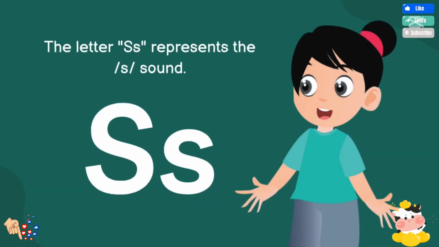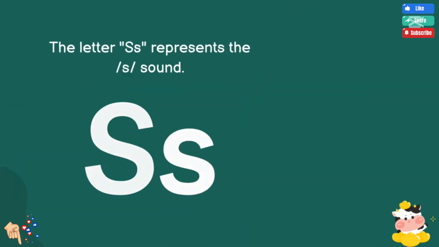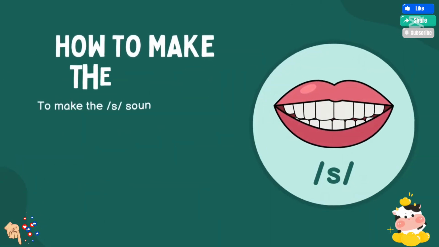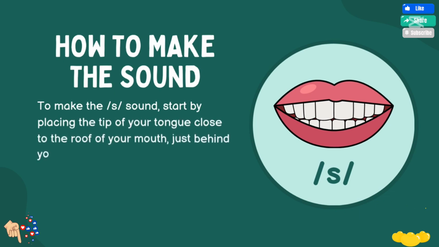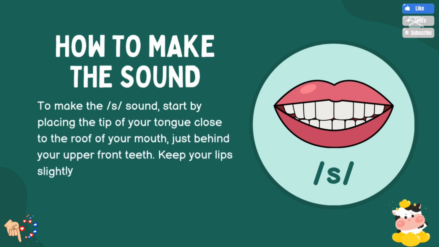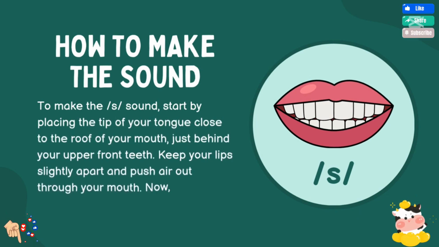The letter S represents the S sound. How to make the sound. To make this sound, start by placing the tip of your tongue close to the roof of your mouth, just behind your upper front teeth. Keep your lips slightly apart and push air out through your mouth.